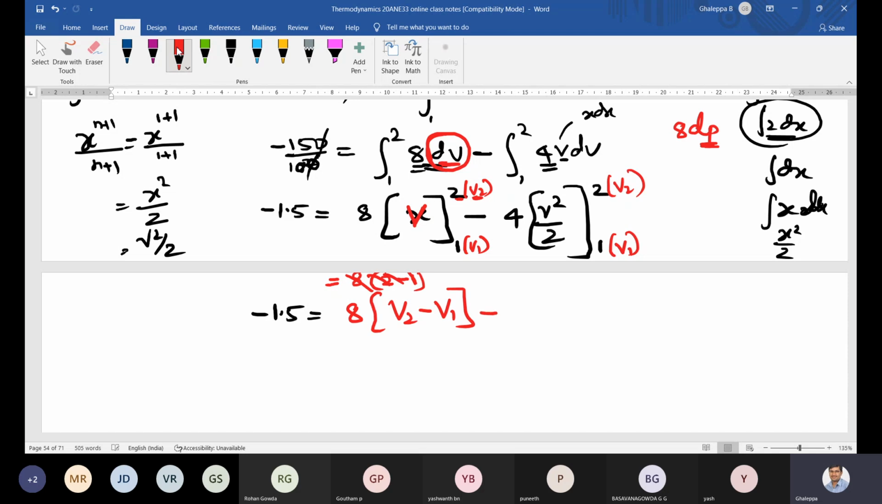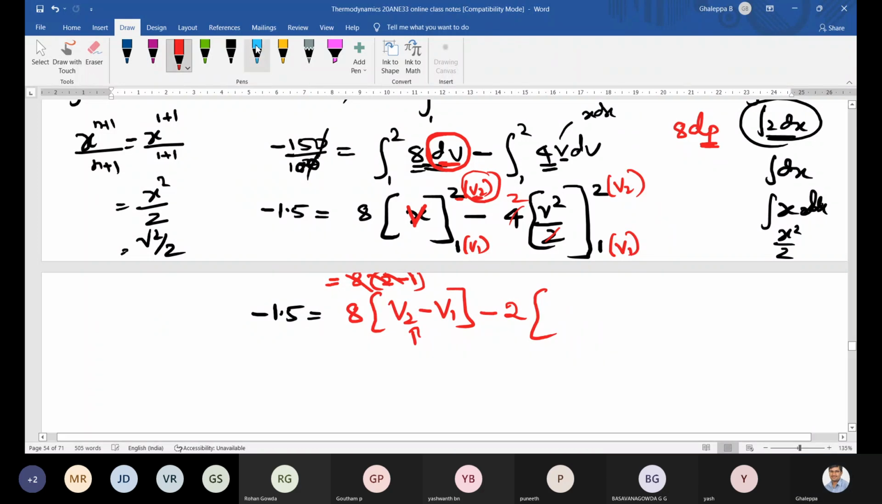So always write the upper limit first, lower limit next. So 4 by 2, it cancels, you will remain 2. Now tell me what should I write here?